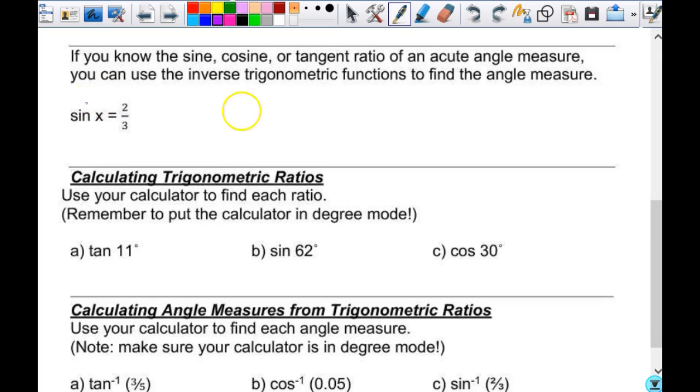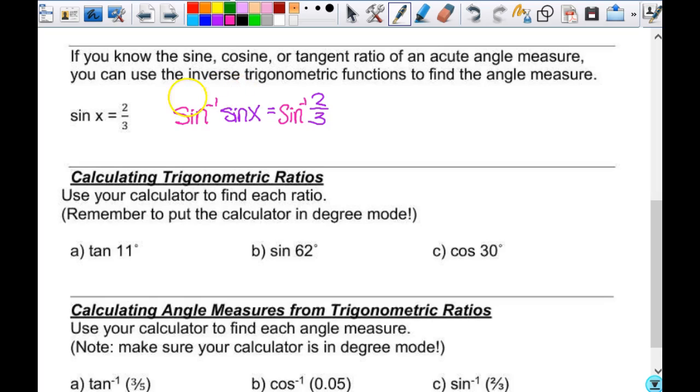So we're going to rewrite this just so that we can make sure that we remember all this, because I don't think that you do this at all in algebra 2. So the sine of x equals 2/3. Whatever you do to one side, you have to do to the other. So I'm going to take the sine inverse of the sine of x and the sine inverse of 2/3. Well, what's the sine inverse of the sine of x?